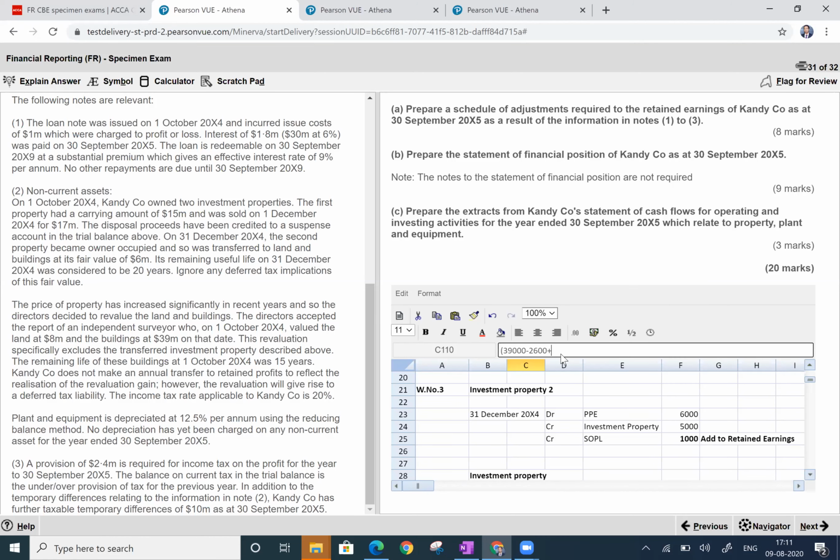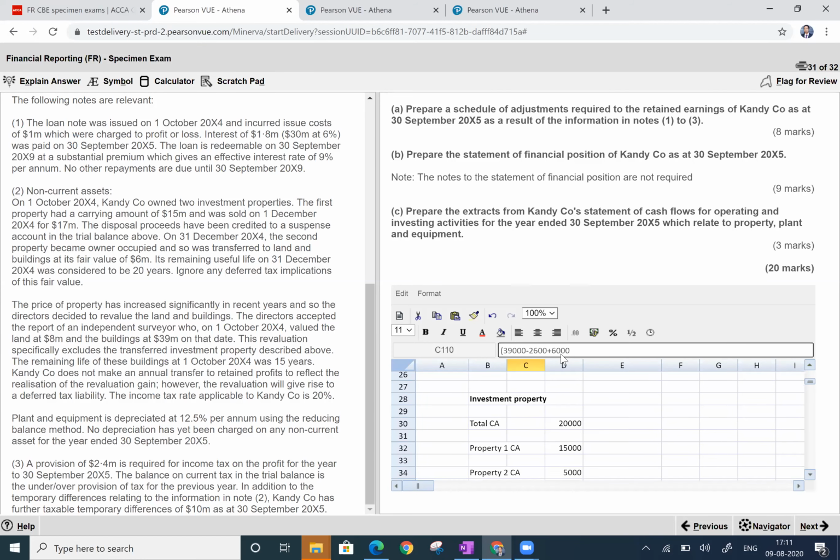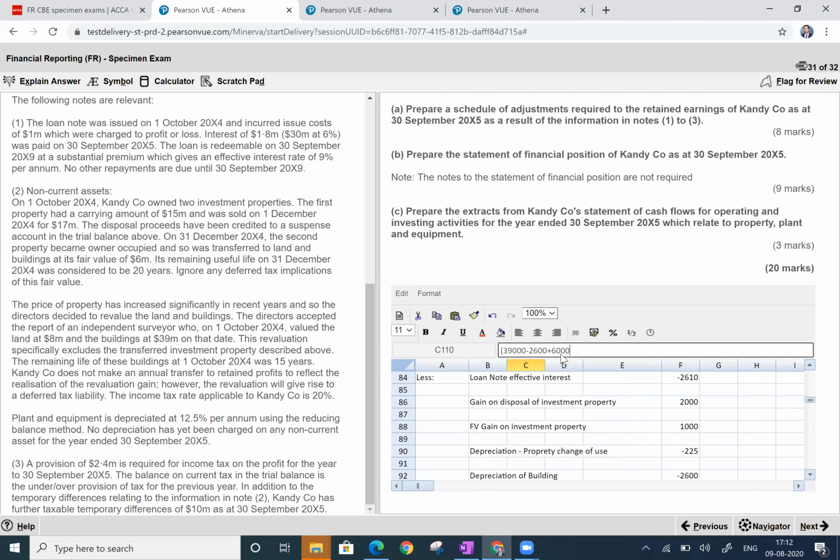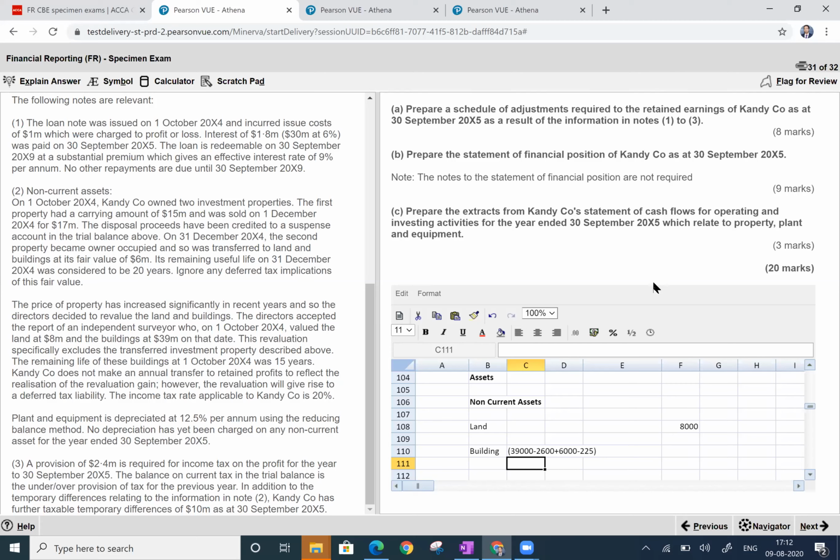So that's 6 million, 6,000, the investment property that has become this one. Since this investment property has become PPE, it has got a depreciation as well. We have also shown the depreciation separately. If I'm right, it was 225, so minus 225. So 39,000 minus 2,600 plus 6,000 minus 225.